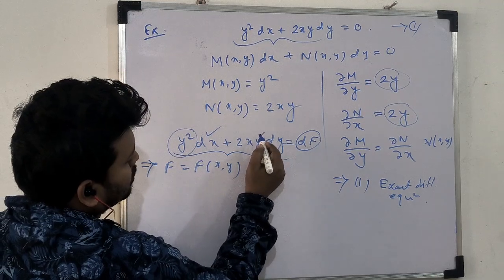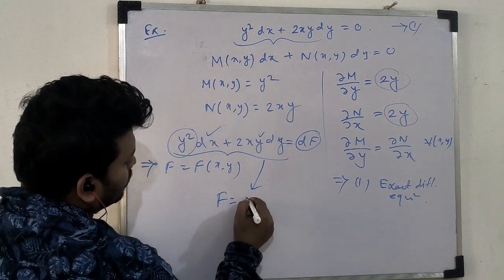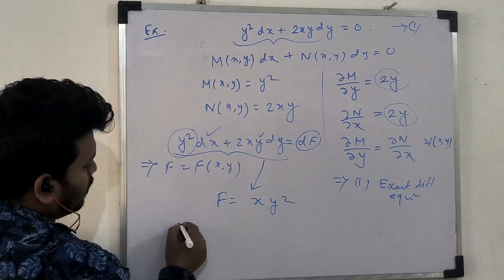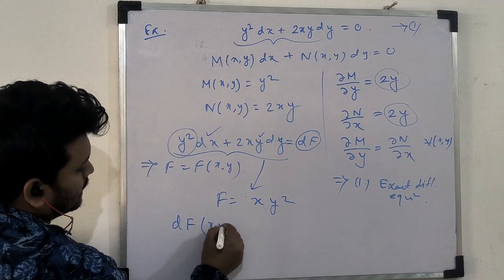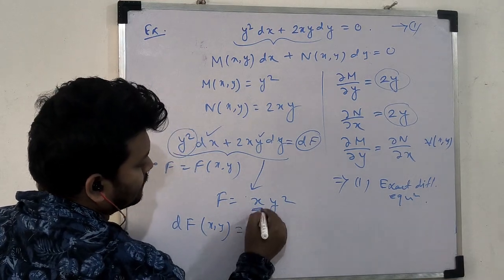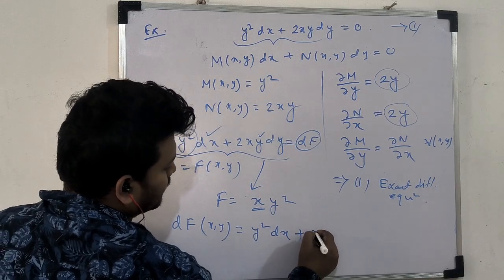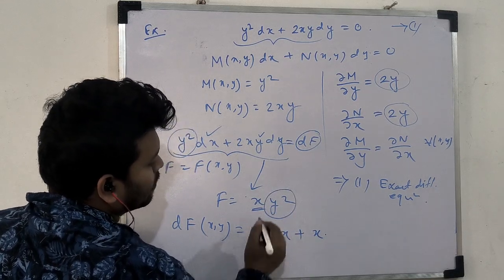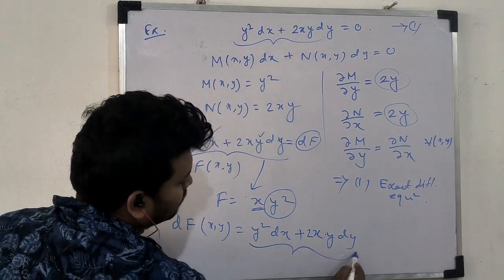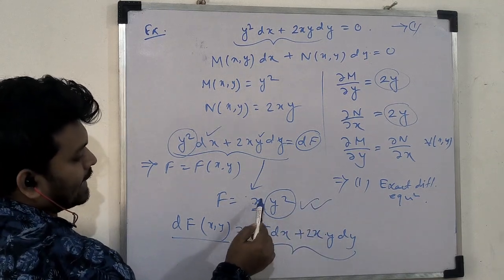So if this is x into y square, then if we take f equal to a function of x, y, that is x y square, and now if we find df, first taking y square as constant and differentiating with respect to x, this will be y square dx, plus, taking x as constant and differentiating y square, we get 2xy dy. So we get the total differential. So we can find a function x y square.